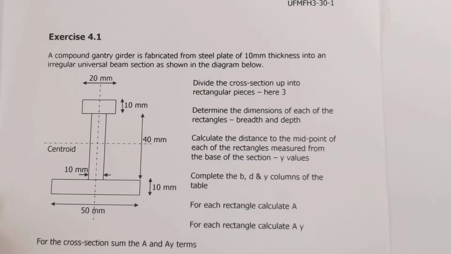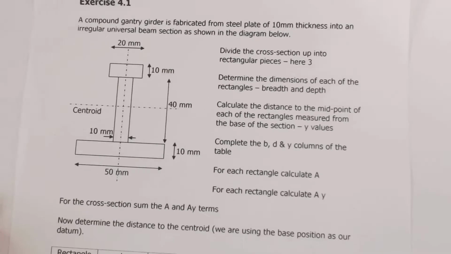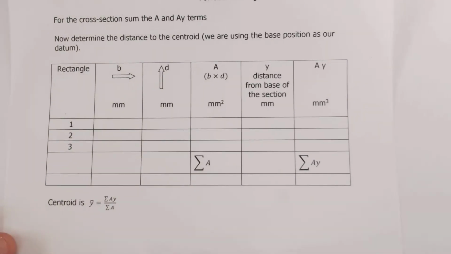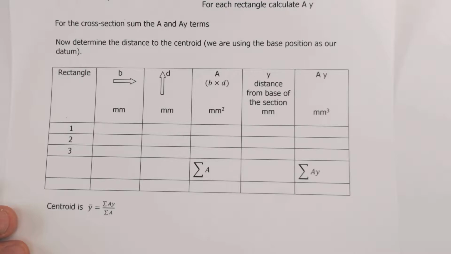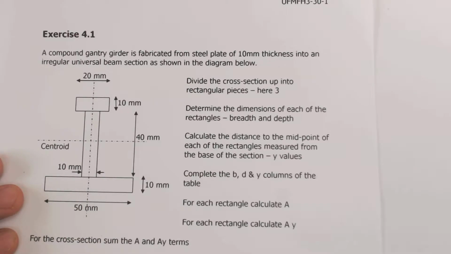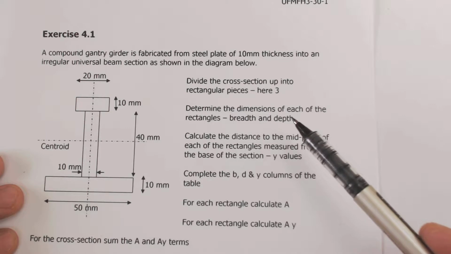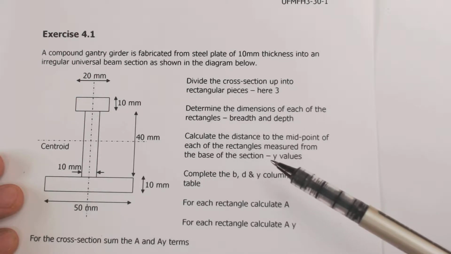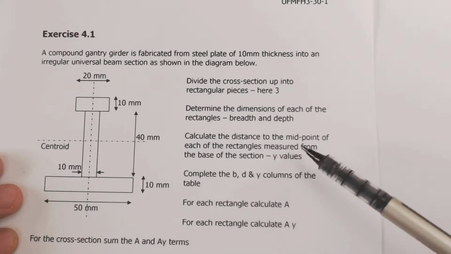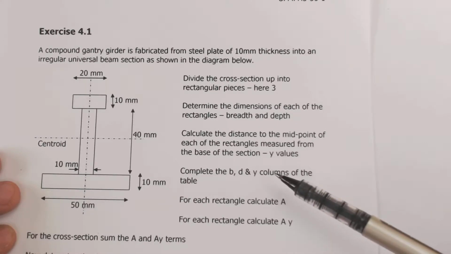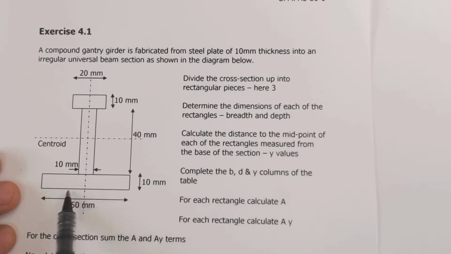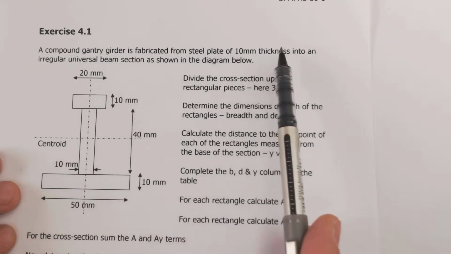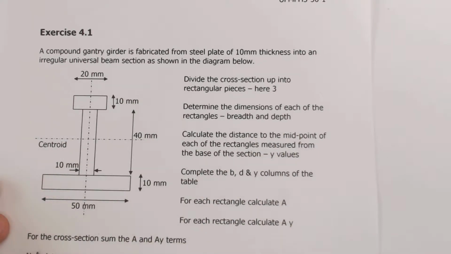So for 4.1 I've printed out the page and we want to fill in this box here. So, divide into 3, determine the dimensions, it doesn't say which way I'm going to do it, calculate the distance from the midpoint of each rectangle, and determine the distance to the centroid. We're using the base as our datum, so this is going to be my datum.